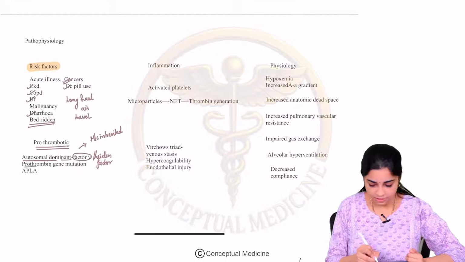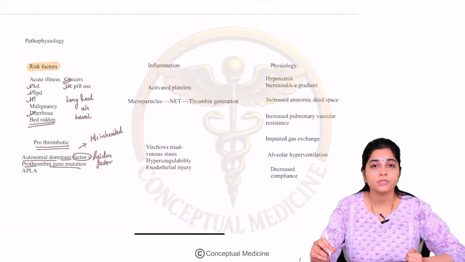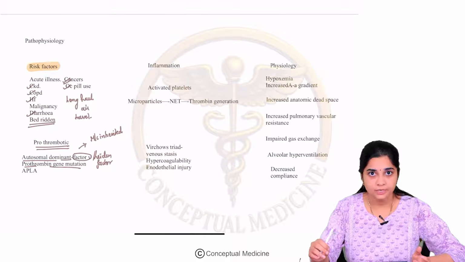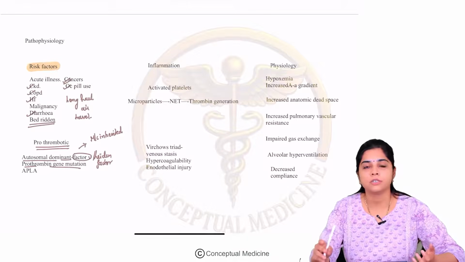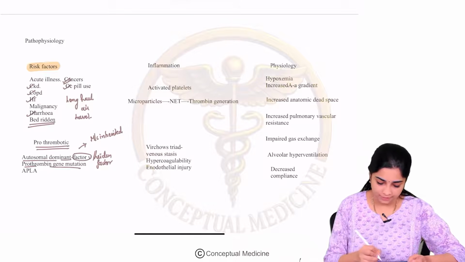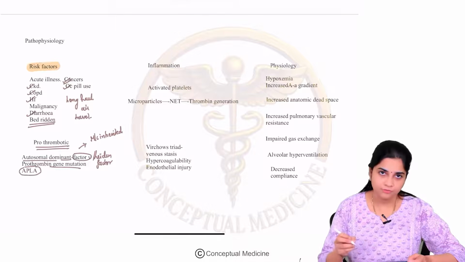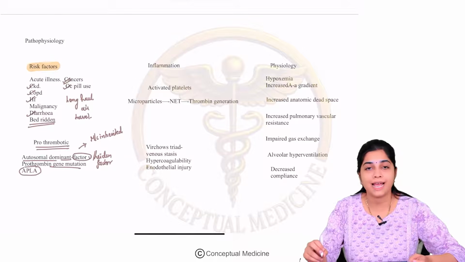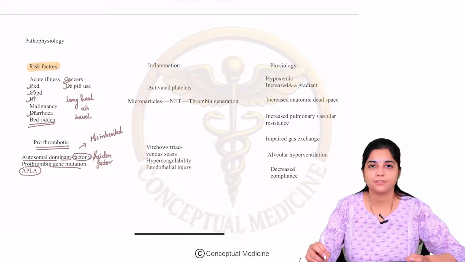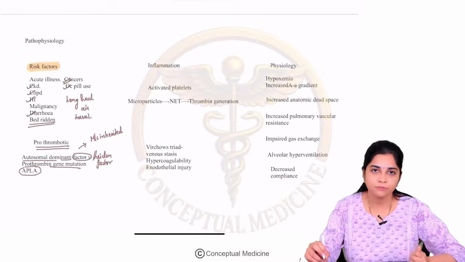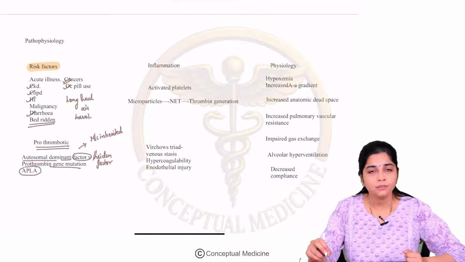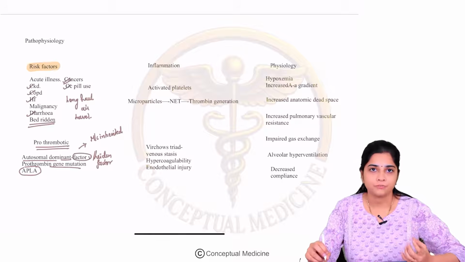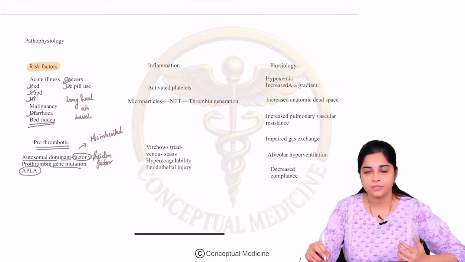Then prothrombin gene mutation. These are all factors which regulate the clotting of blood, so mutations in these genes can result in unnecessary, unwanted clotting of blood. Then very important, antiphospholipid antibody syndrome, or APLA syndrome, is another important factor that predisposes to the formation of clots.